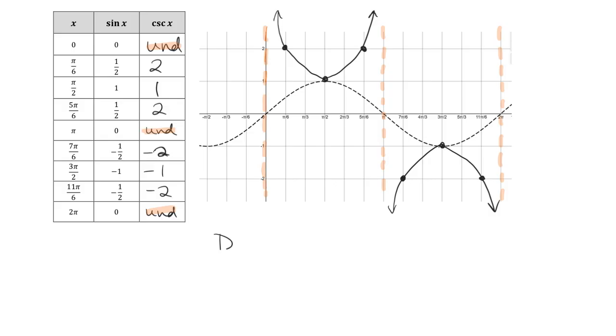Is the domain of this function all real numbers? Are there any places where this graph is broken? Yeah, there's plenty of places where the graph is broken. So to answer the domain question, we'd say it's all real numbers except for the places where those vertical asymptotes are. The equation for the vertical asymptotes here are x equal to 0 and every pi after that, because that's how long it takes for me to find another 0 of the sine function.